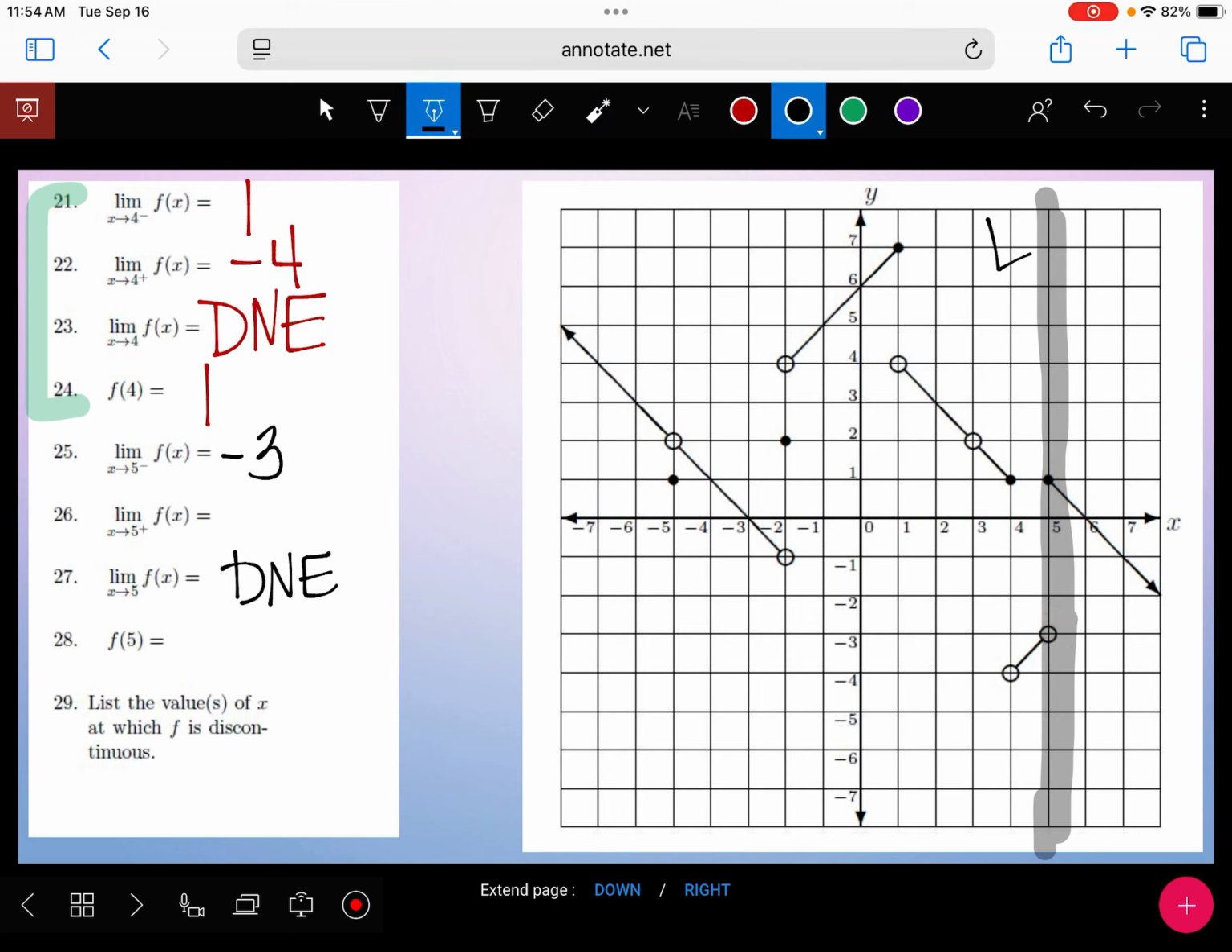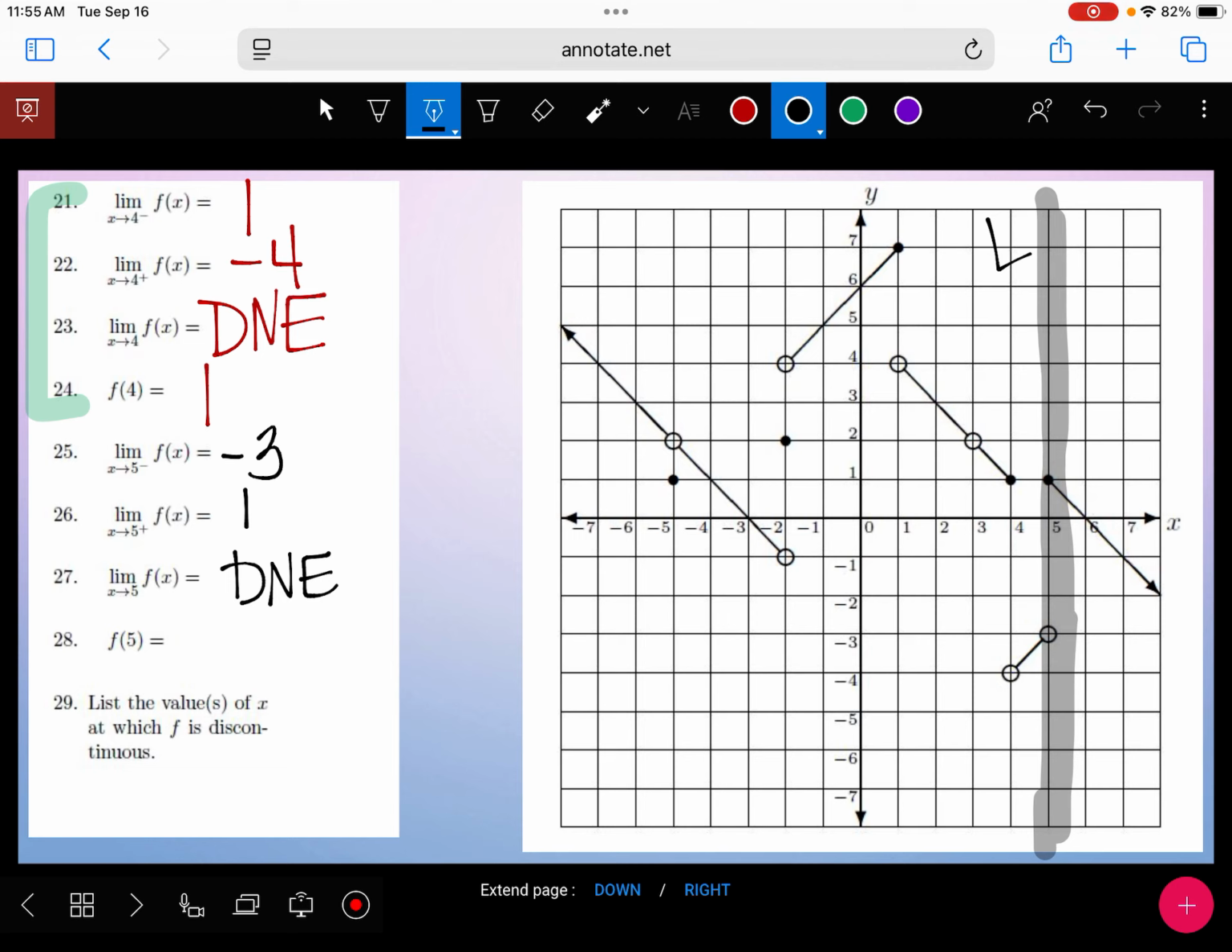And then from the right, Robin, what would you say that is? Where is it going towards from the right? From your right, I think it's going towards 1. And remember, it has to match. The left and right have to be the same in order for there to be a limit at that point.